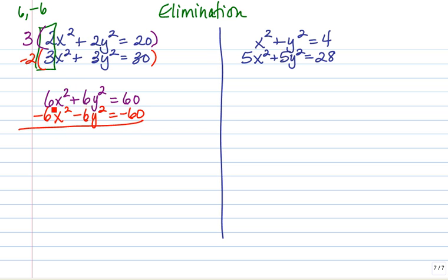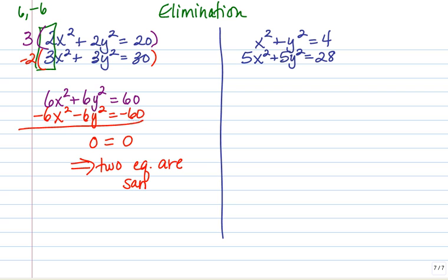So when we add, something interesting happens. Notice our x's are eliminated, as are our y's. So we really get 0 is equal to 0. Anytime you get 0 equals 0, that implies that the two equations in the system are the same.